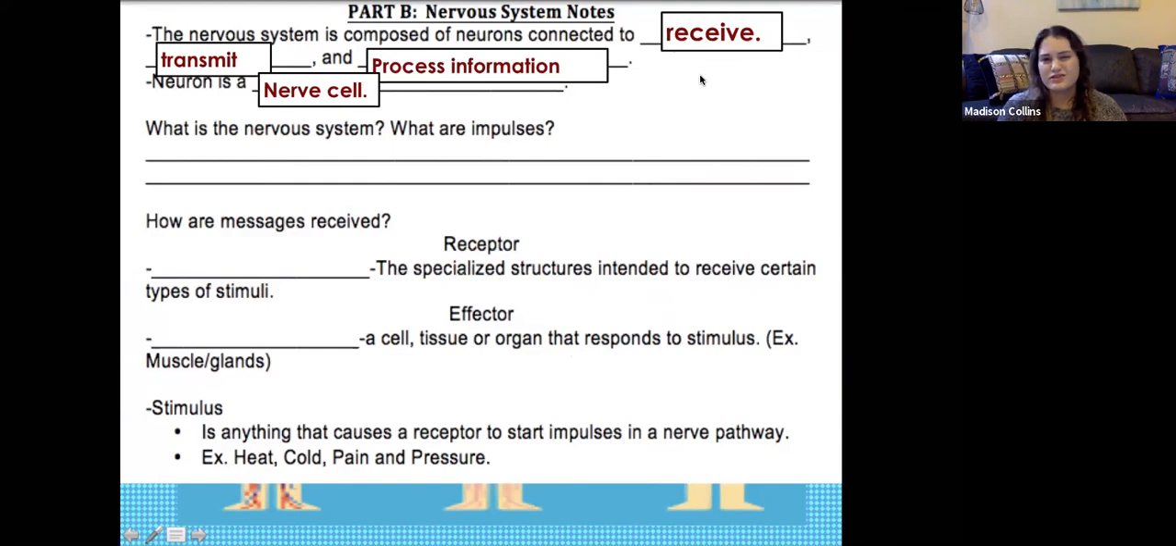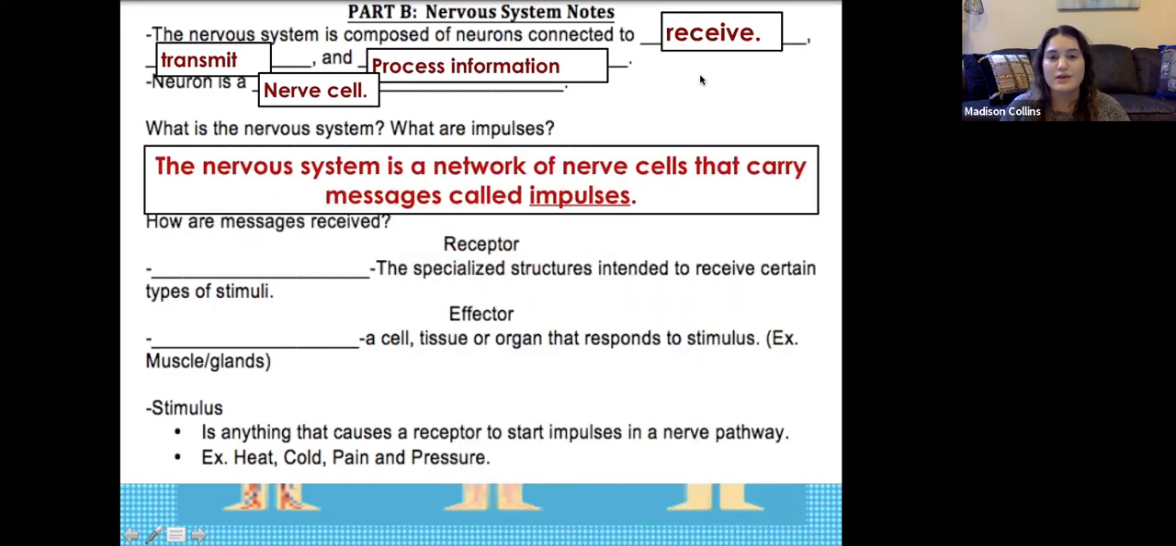But what is the nervous system and what are impulses? Well, we need to know that the nervous system is a network of nerve cells that carry those chemical signals or chemical messages called impulses. Right, so you can call them messages, you can call them signals, up to you.